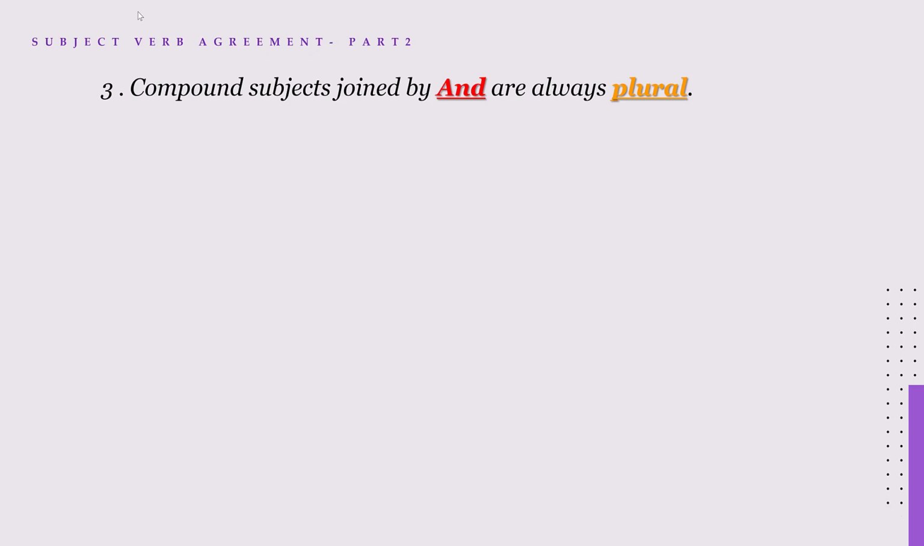Compound subjects joined by and are always plural. The cat and dog are playing in the yard. Cat and dog are both individual subjects. They are joined by and to form a compound subject. The verb are is used to agree with the plural subject.